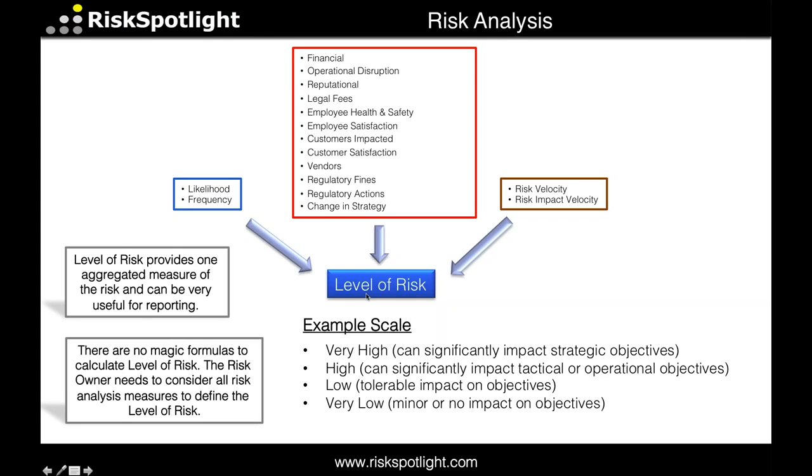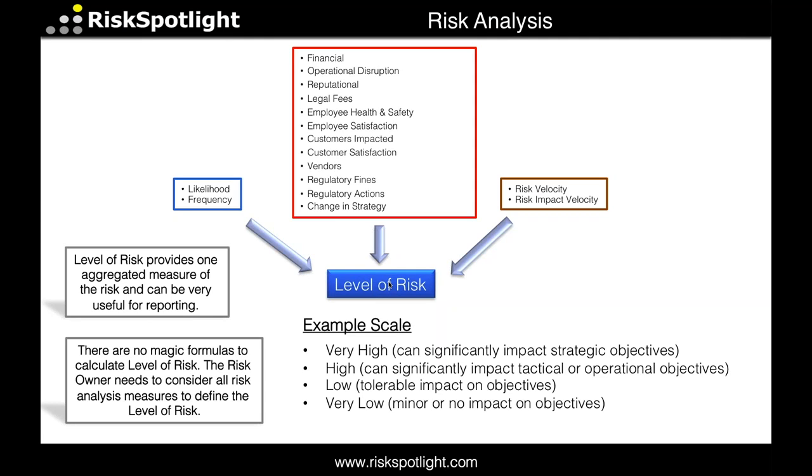Okay. So the idea here is that you create your level of risk, which is then your final one piece of information about that risk, but that is derived from all the impact understanding and the likelihood understanding, and so on. And there are no magic formulas. I know lots of organizations try to multiply likelihood by impact, or take the highest impact to arrive at the level of risk. You can do that, but any formula will always have some pros and cons. So you just need to be familiar with the pros and cons.